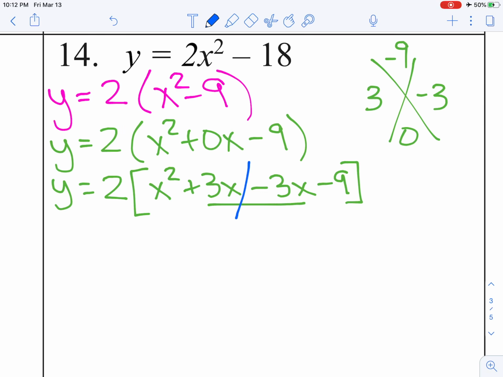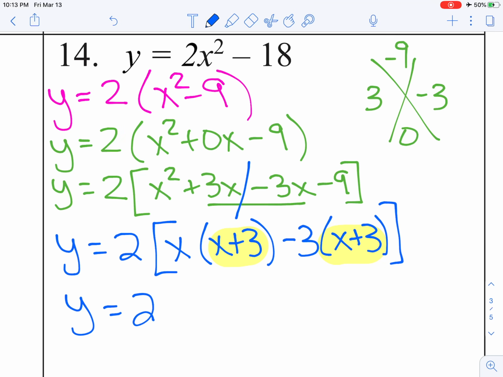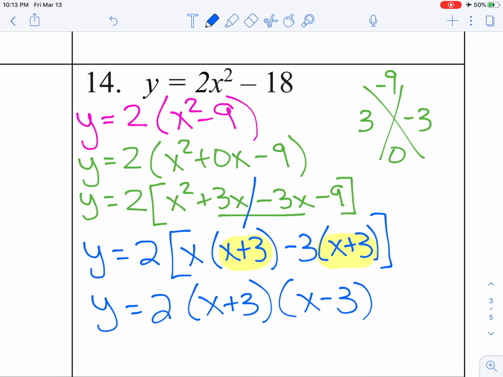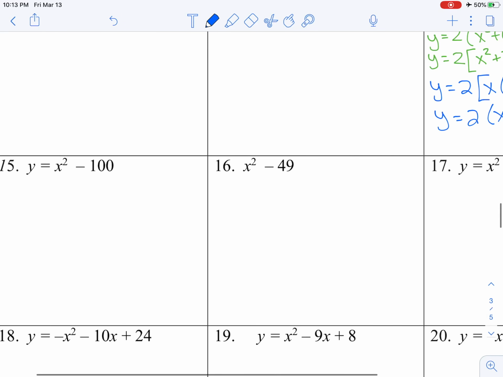Okay. So if I go here, I have y equals 2, and then I factor out an x, and I'm left with x plus 3. These two have negative 3, so I have x plus 3. My 2 sets of parentheses are exactly the same. I write the 2 down, I write my highlighted factors down, and then I write the leftovers down. Let's try it one more time.